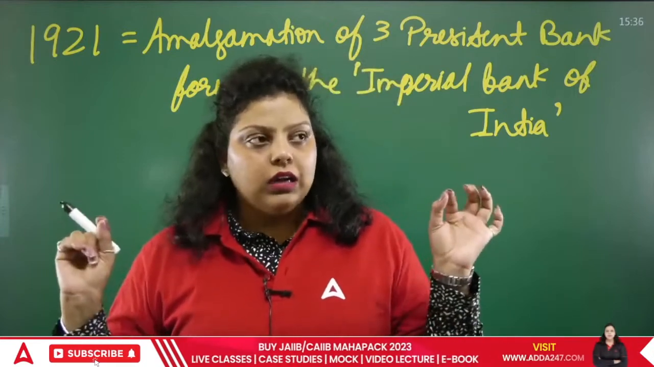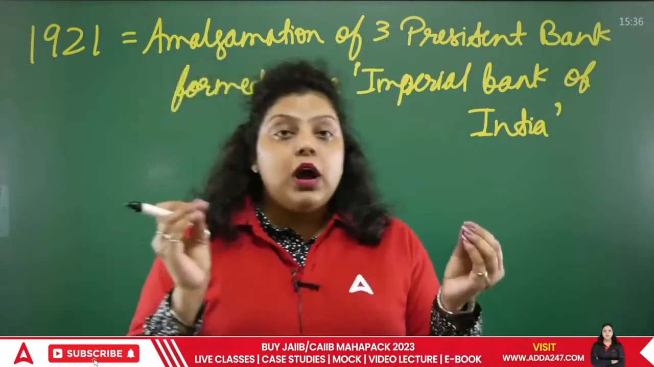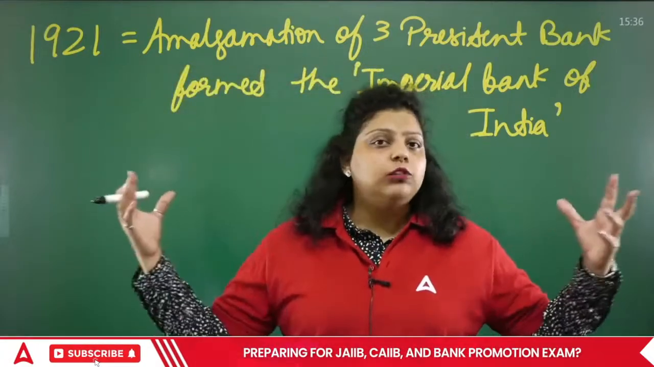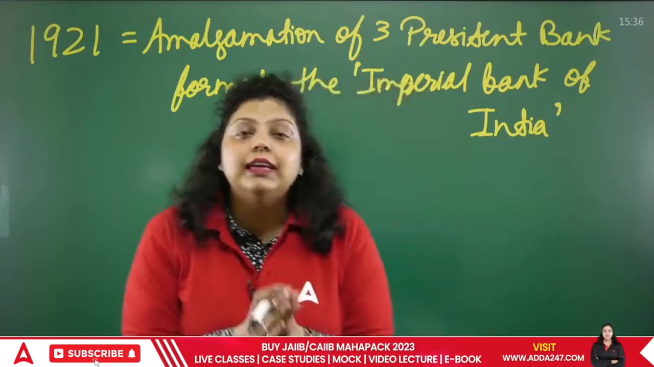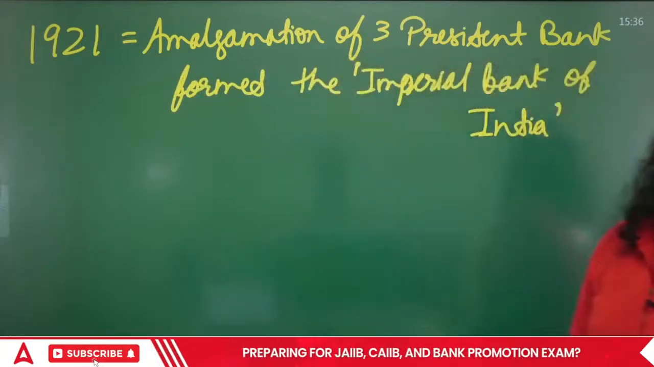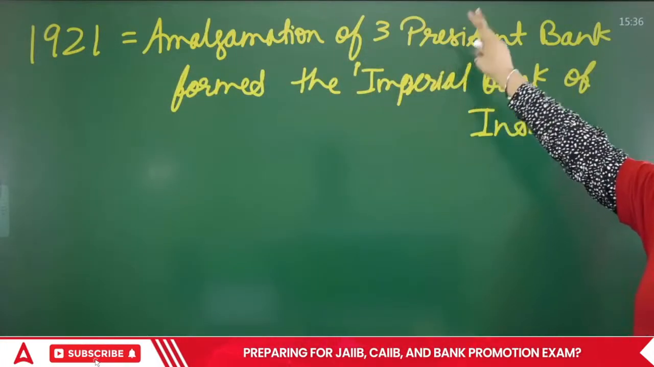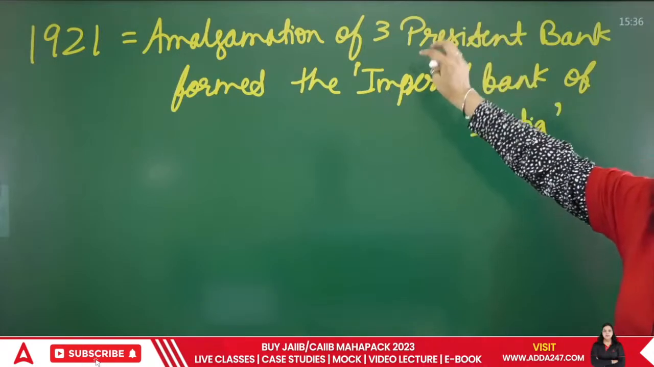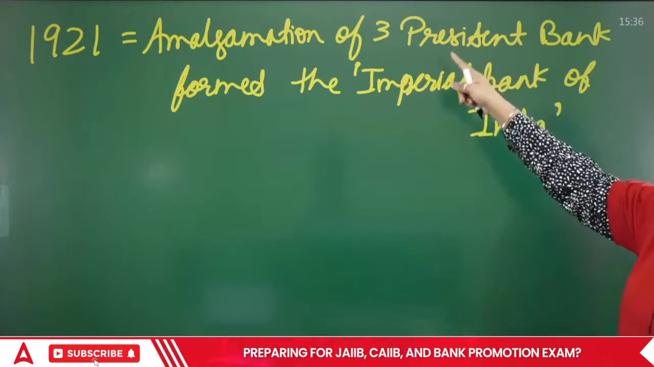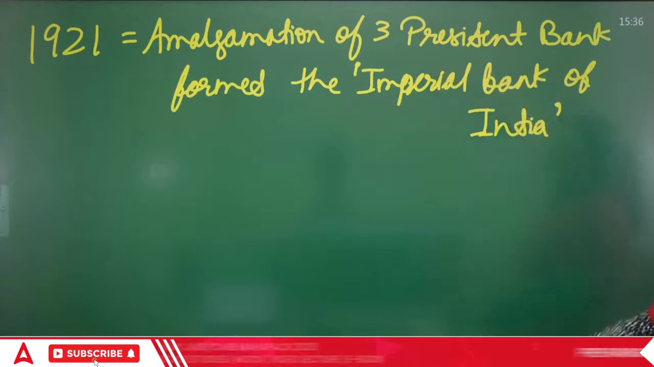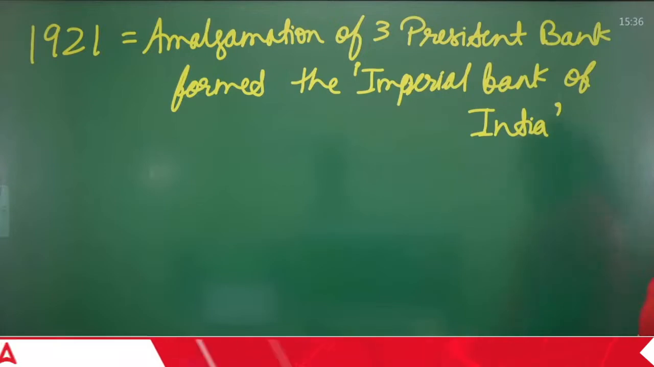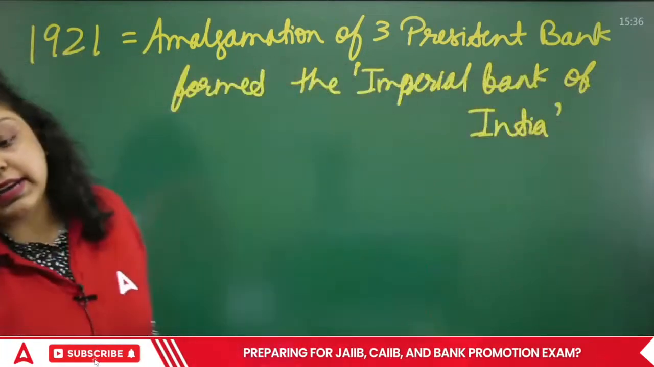The same concept is there in amalgamation. If you amalgamate two or three companies, or four or five companies, or banks or any entity, they will always create a new entity, and a new name is given. Similarly, here it has been done. Presidency Bank of Bengal, Presidency Bank of Bombay and Presidency Bank of Madras, these three banks were amalgamated together. And after the amalgamation of these presidency banks, we found the Imperial Bank of India. Clear? So do remember the amalgamation happened in the year 1921.